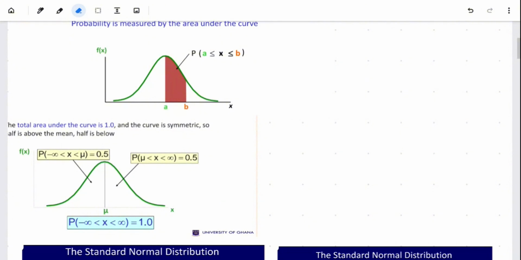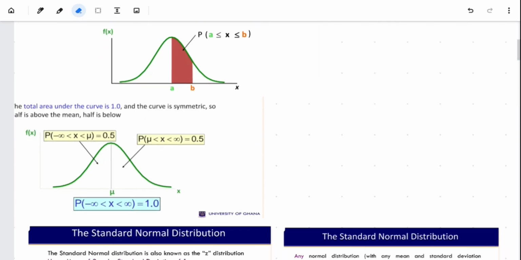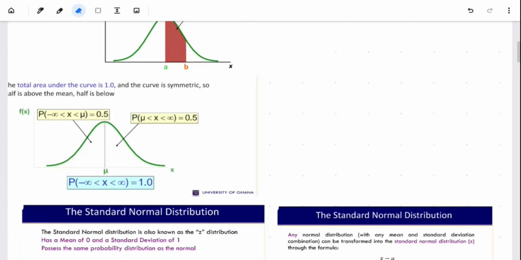They said the total area under the curve is 1. We've talked about it. And the curve is symmetric, so half is above the mean and half is below the mean. Yeah. And then we said this place is negative 0.5. So therefore, sorry, this place is 0.5. So here too is 0.5 because it's symmetrical. They are mirrors of each other, right?